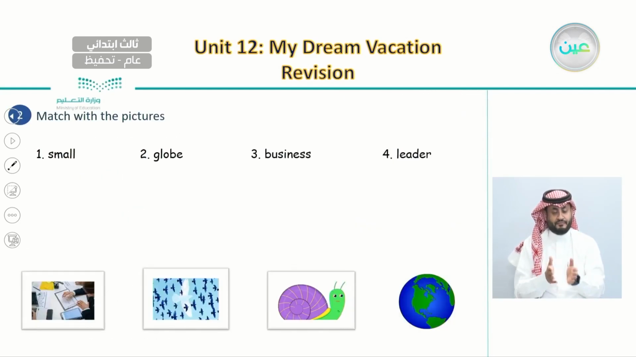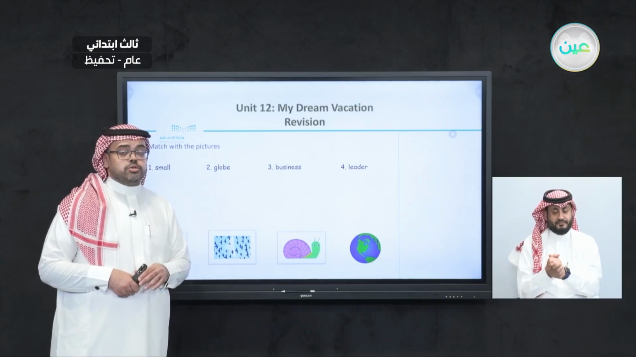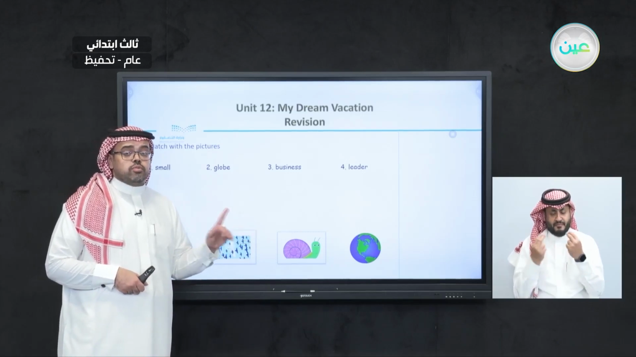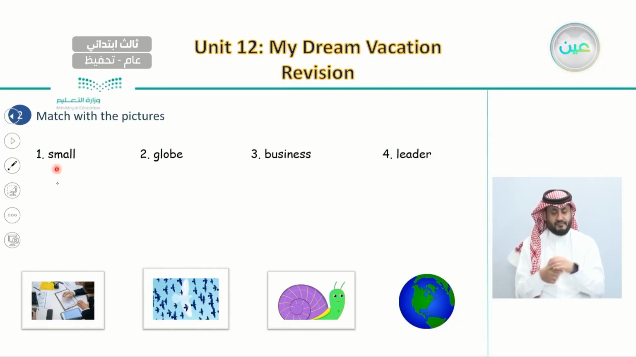And after this, in our last lesson, we listened to 4 different words, and we matched them with a picture. Now let's listen to each of these words, and I would like you to say them after me. So the first word we have is small, small. Number 2, globe, globe. Number 3, business, business. And number 4, leader, leader.